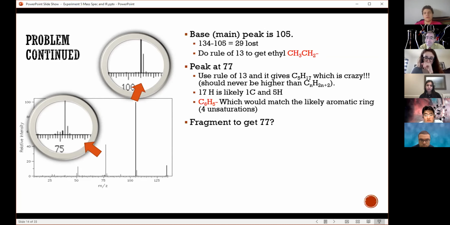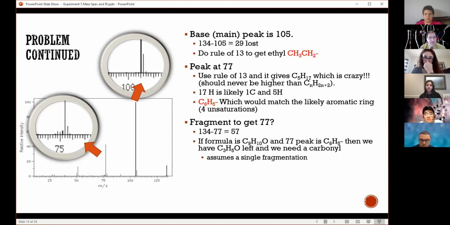Now, how did I get to 77? Well, 134 minus 77 is 57. As you can see what I mean by puzzle pieces, you're just playing with the numbers here. If the formula was C9H10O, and the 77 peak is C6H5, what I'm left with is C3H5O.